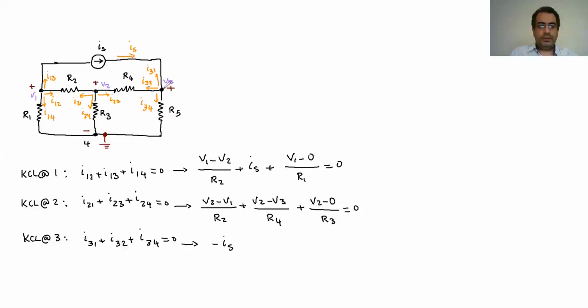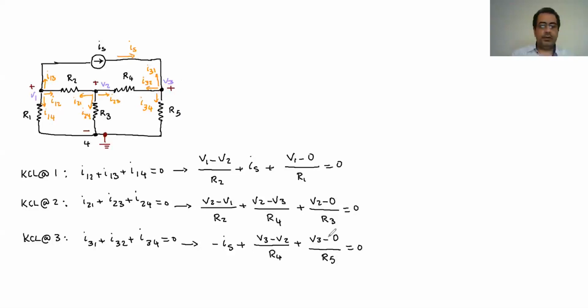Then I going from 3 to 2. Again, it's 3,2, so it's start minus end, V3 minus V2, and what is in between is R4. And then we have going from 3 to 4. So it's V at the start, which is V3, V at the end is 0, the voltage at the reference is 0, and what is in between is R5. And it's going to be 0 for what we have here.